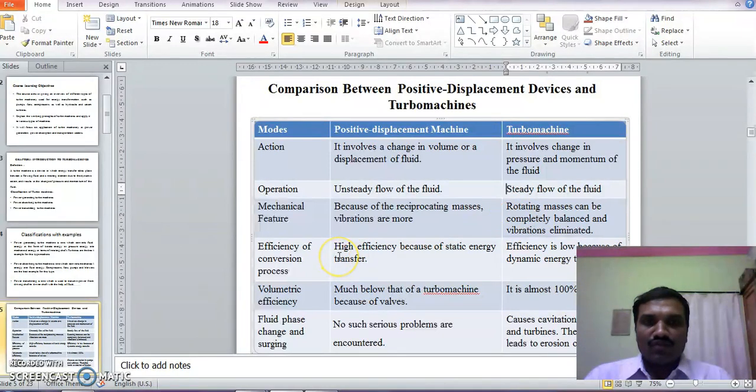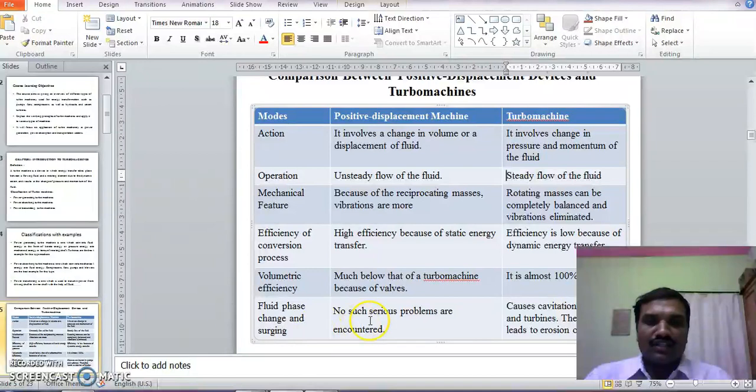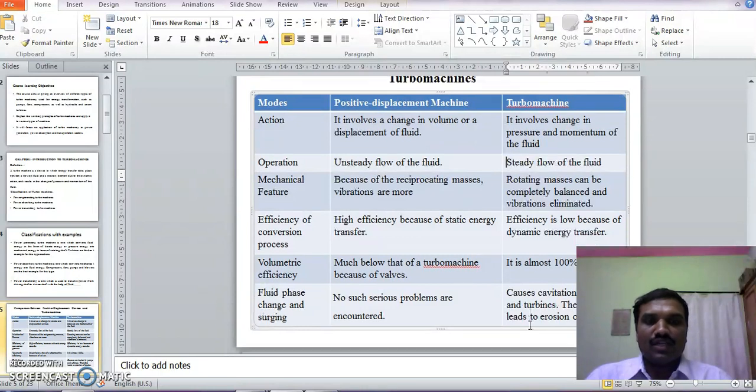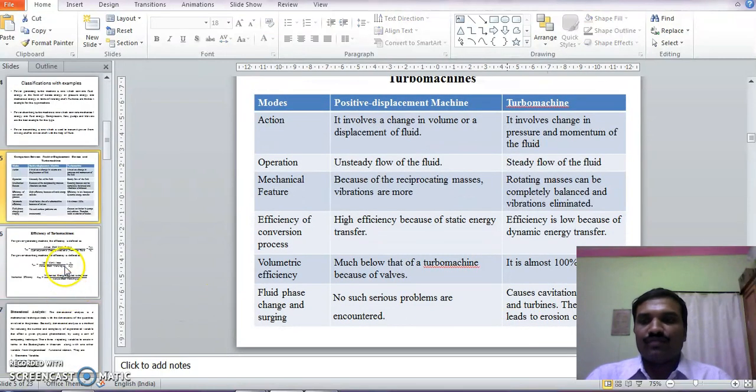In efficiency of the conversion process, positive displacement involves higher efficiency, whereas in turbomachines, efficiency is lower. Consider volumetric efficiency: in positive displacement it is almost 100%, much higher than in turbomachines. Fluid phase change and surging involve no serious problems in positive displacement machines, whereas in turbomachines, it involves cavitation in pumps and turbines, which therefore leads to erosion of blades.